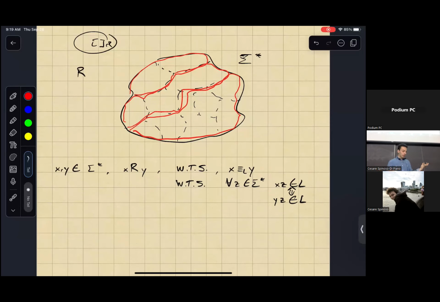I'm going to do the forward direction. Again, this could have been just an if and only if proof, but I want to be slightly more explicit. The backward direction is going to be exactly the same. So what I'm going to do is prove the forward direction of this if and only if. How am I going to do that? Well, let's pick some arbitrary string z in sigma star. Now let's say that xz is in L, so it satisfies this premise here.